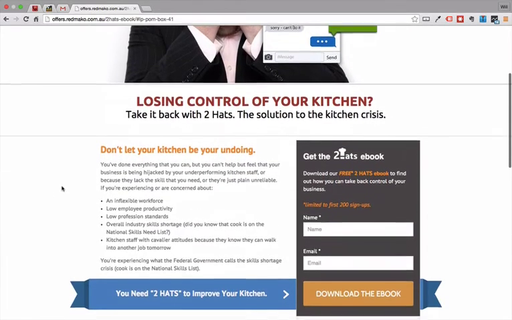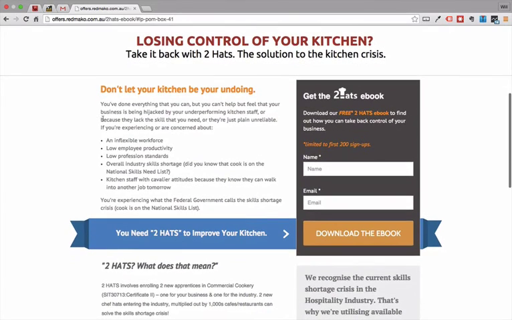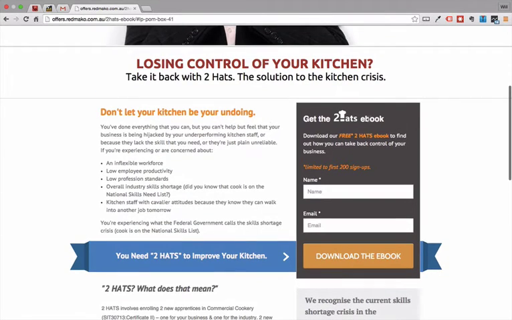And then they've got to read further to read this sort of problem copy. And I won't go into it all, but sort of talking about the problems that these cafe owners might be experiencing. And then it goes to the Two Hats ebook. Well, again, you sort of got that brand name, Two Hats, that the prospect is probably not familiar with yet. So there's no reason for them to download that ebook.